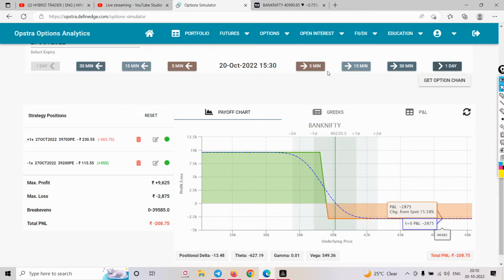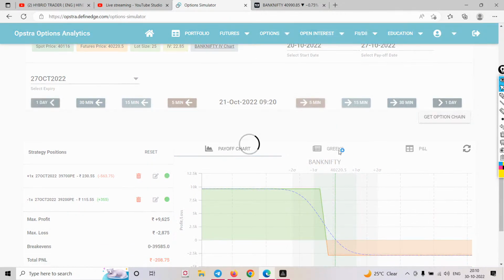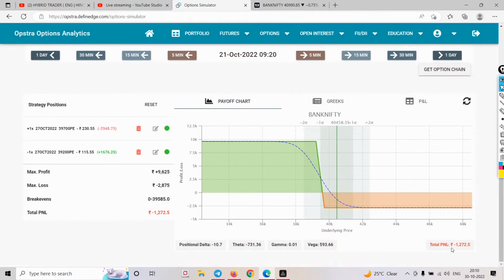Now let me take you to the next day. From 28th, I'll take you to the next 9:20. We all know the market went up. Right away we are at a loss of how much? We are at a loss of 1,275.